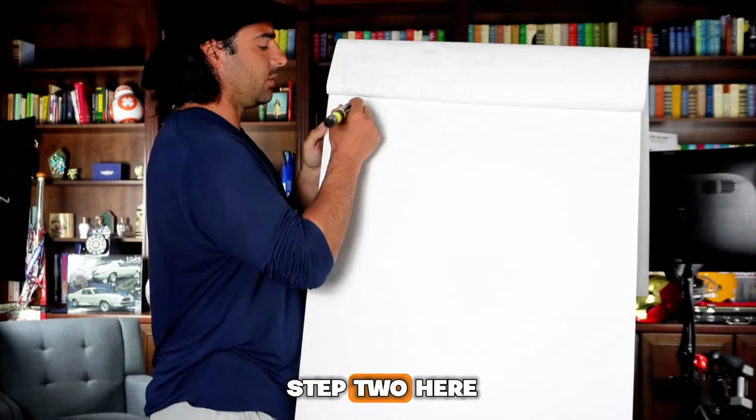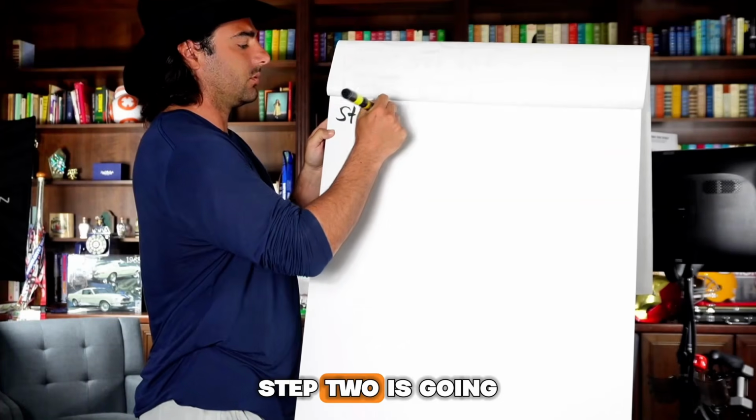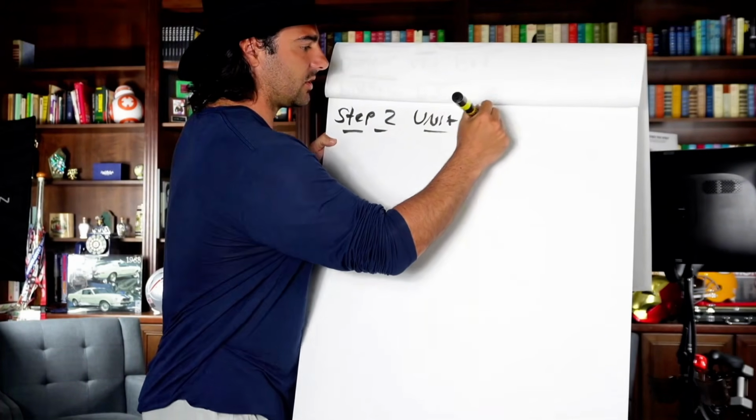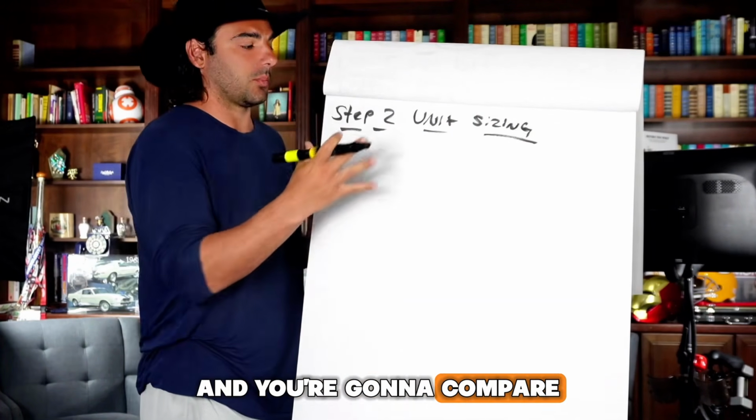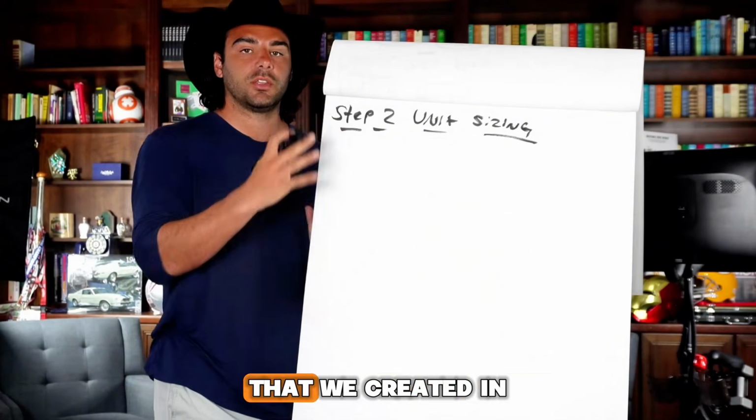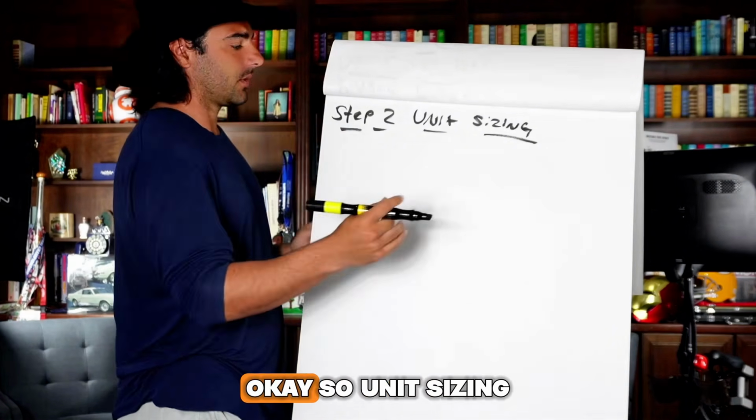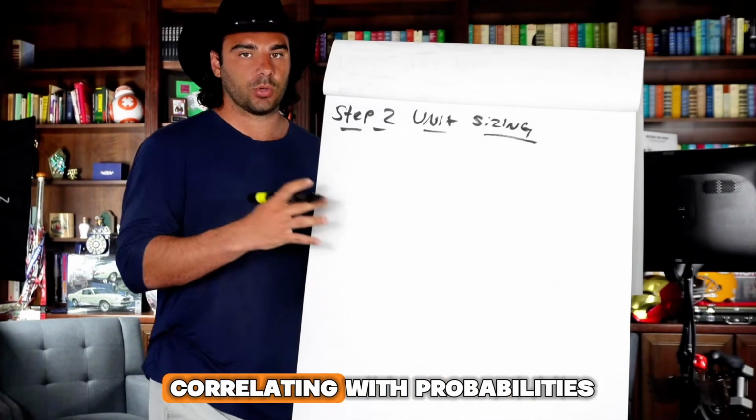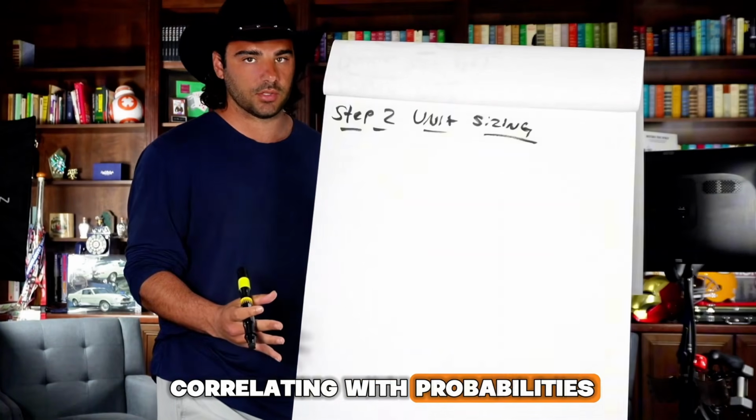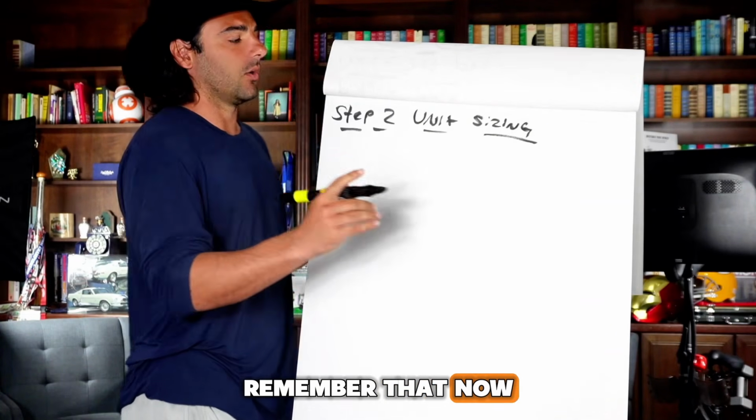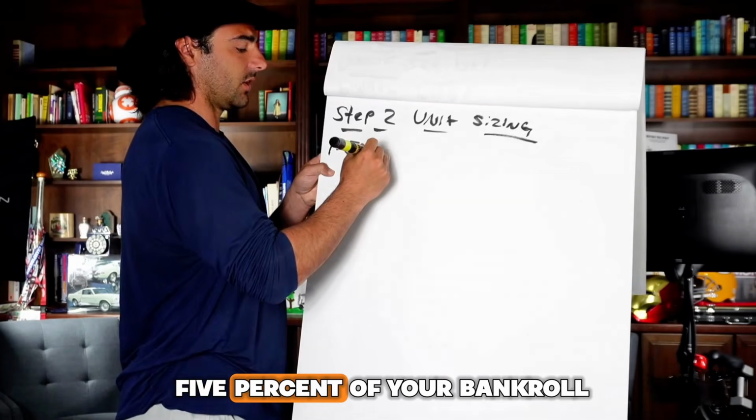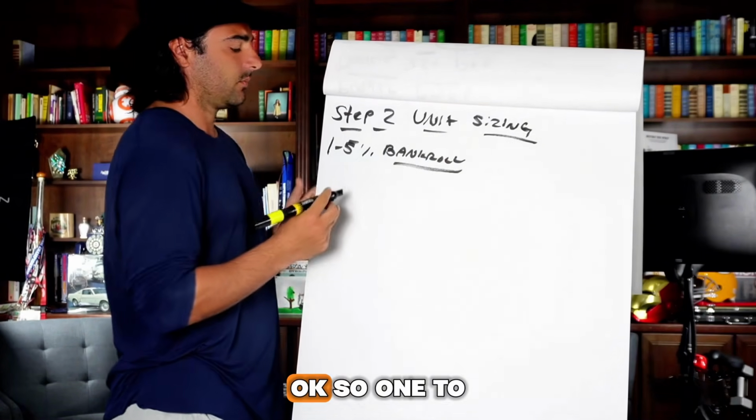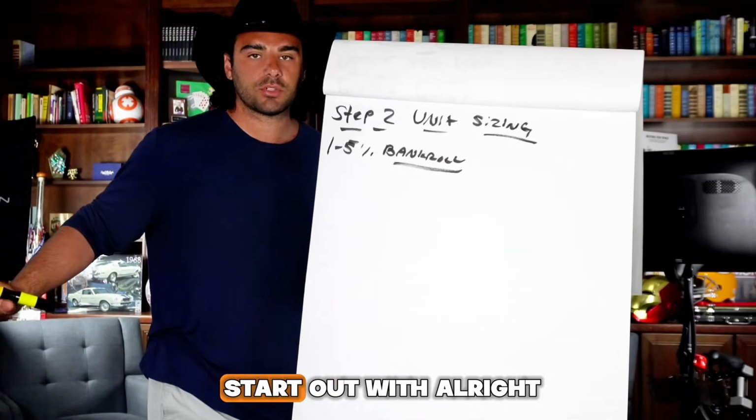Now let's get to step 2 here. Step 2 is going to be unit sizing, okay? Now unit sizing, you're going to compare this to our probabilities that we created in step 1, okay? So unit sizing correlating with probabilities. Remember that. Now, these are going to range from 1 to 5% of your bankroll, okay? So 1 to 5%. Doesn't matter how much money you have to start out with, all right?